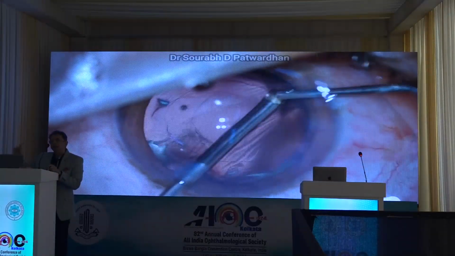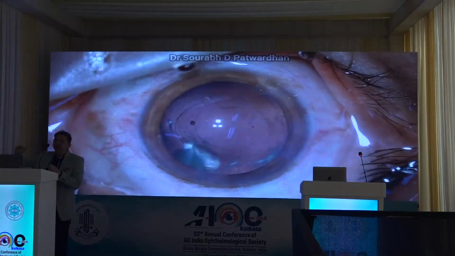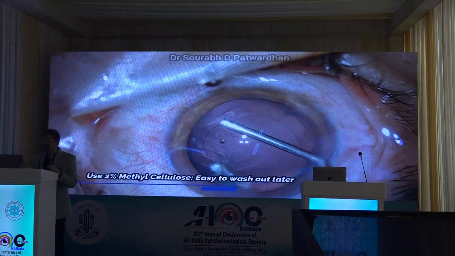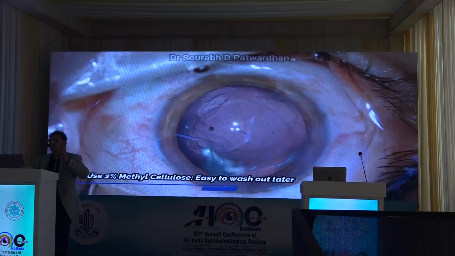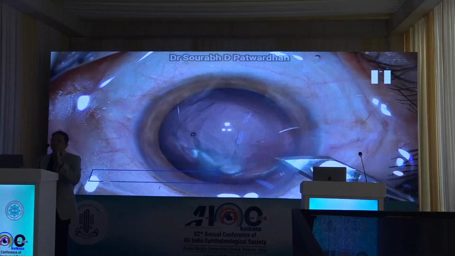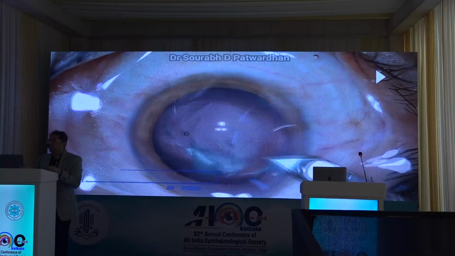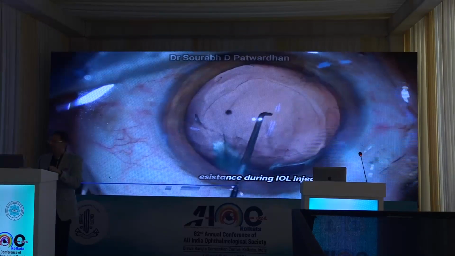I could have avoided this if I had maintained the anterior chamber while I was making the posterior capsulorhexis. Once it is done, always use 2% methylcellulose. Don't use any other because it's easier to wash out after you put the IOL. Don't use heavy dispersive OVDs.